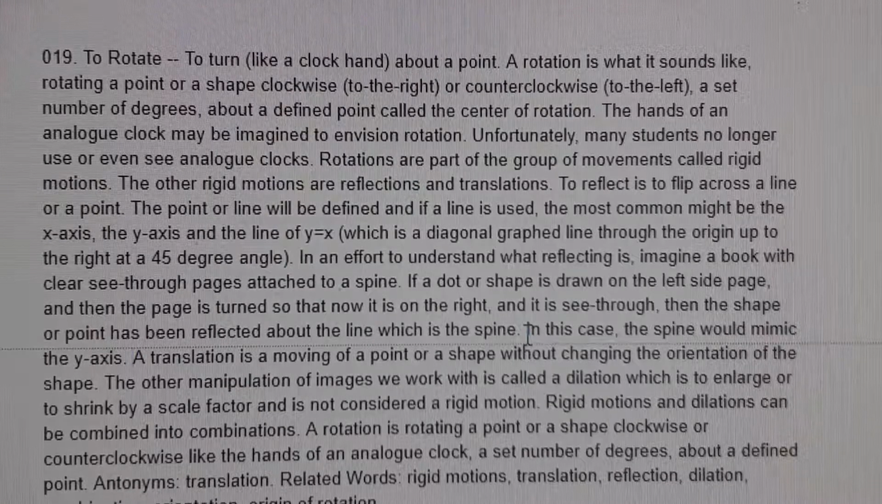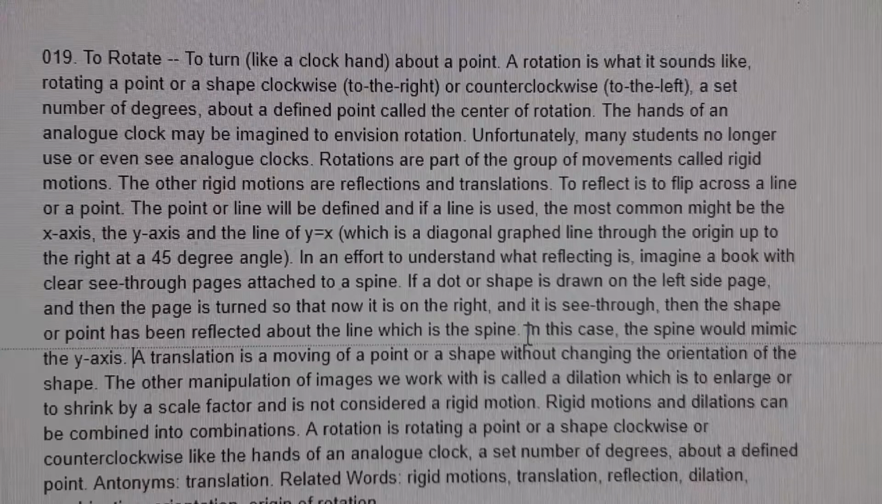The hands of an analog clock might be imagined to envision rotation. Unfortunately, many students no longer use or even see analog clocks. Rotations are part of the group of movements called rigid motions. The other rigid motions are reflections and translations.